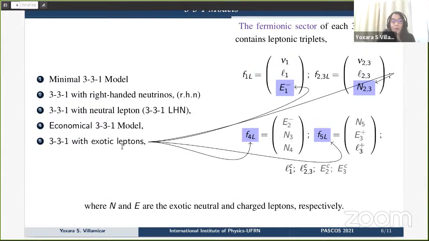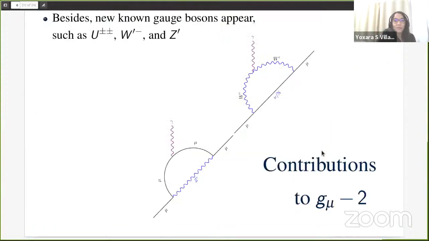And finally, the 331 with exotic leptons contains charged and neutral exotic leptons in the third component for the 3 leptonic triplets. There are two additional leptonic triplets, and the particles are exotic leptons too. The important point here is that in these models new leptons appear beyond the standard model, and new scalar fields conform the scalar triplets.